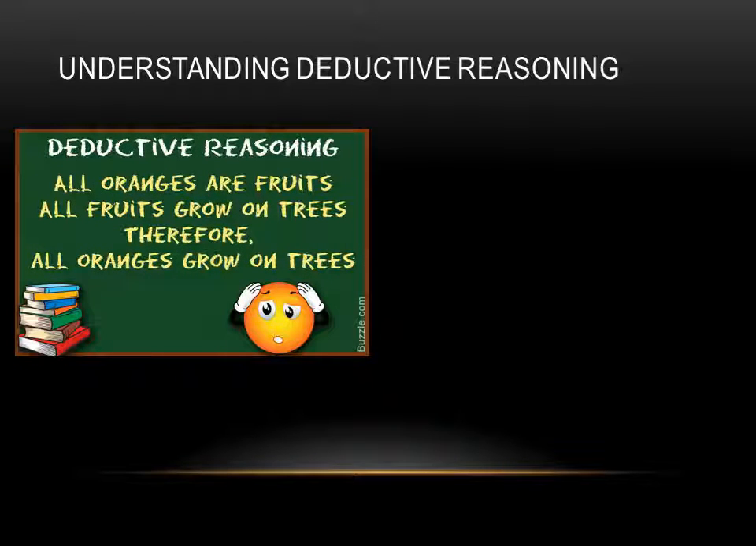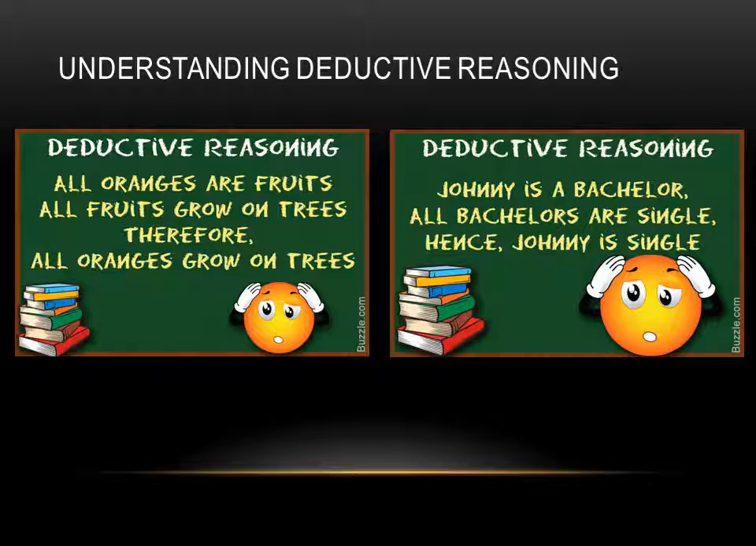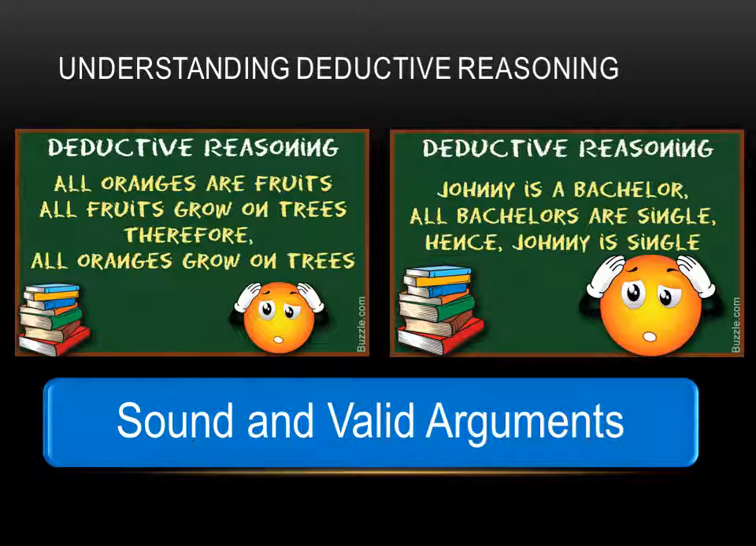All oranges are fruits. All fruits grow on trees. Therefore, all oranges grow on trees. Johnny is a bachelor. All bachelors are single. Hence, Johnny is single. These are sound and valid arguments.